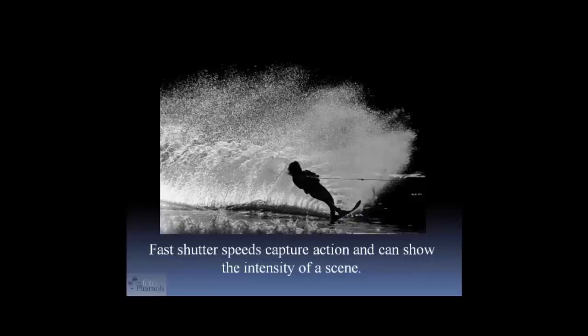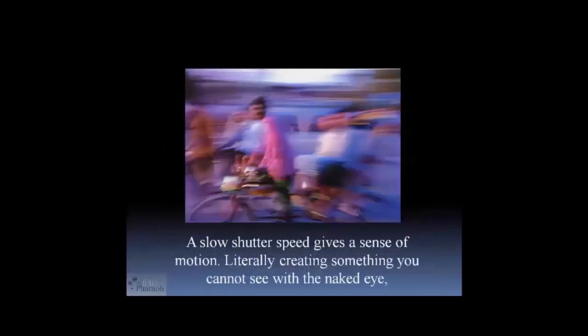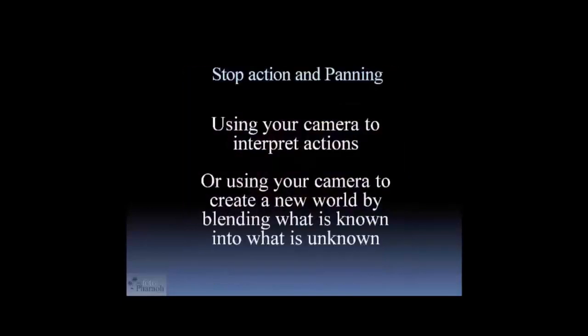A fast shutter speed will capture this water skier spraying bubbles into the air at a very fast, say 2,000ths of a second. A slow shutter speed will take this rickshaw driver and abstract him into a blur as the camera pans with him as he goes by. Something you can't see with the naked eye unless it's captured like this on the camera. So stop action and panning also have some aspects to them when using your camera.